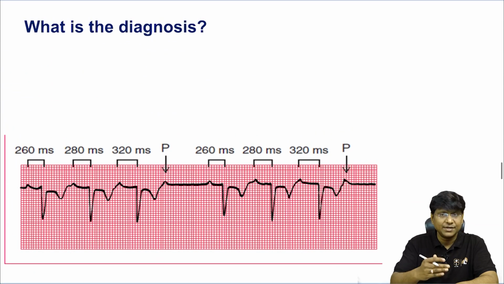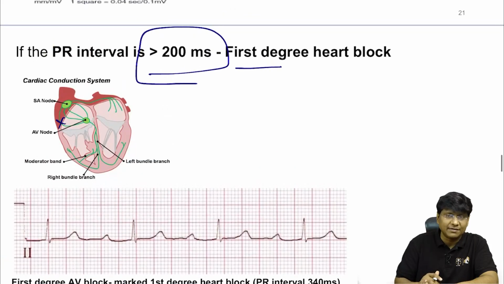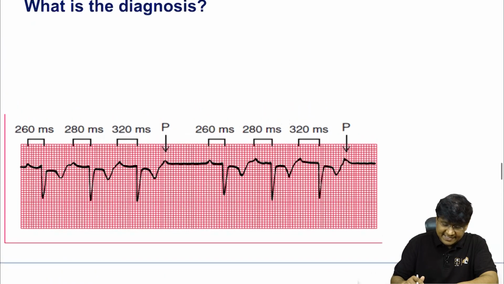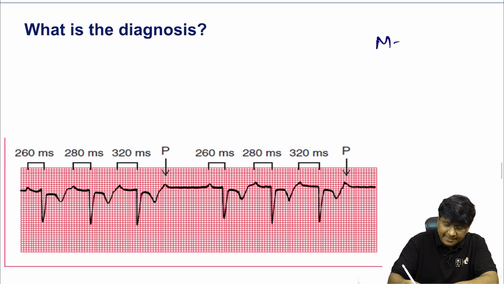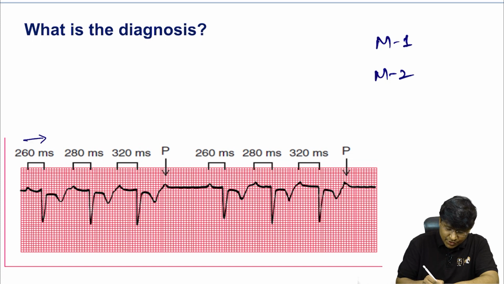Then you take the second degree AV block. In first degree AV block, the PR interval will be more than 200 milliseconds. In second degree AV block, you have Mobitz type 1 as well as Mobitz type 2 AV block. In case of Mobitz type 1, what you will notice is progressive prolongation of the PR interval.